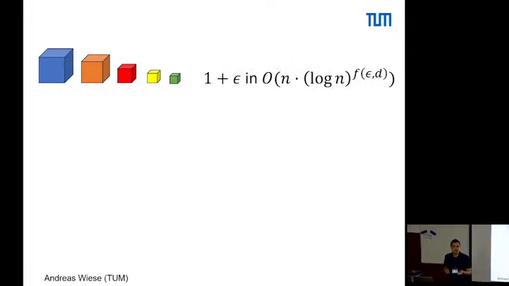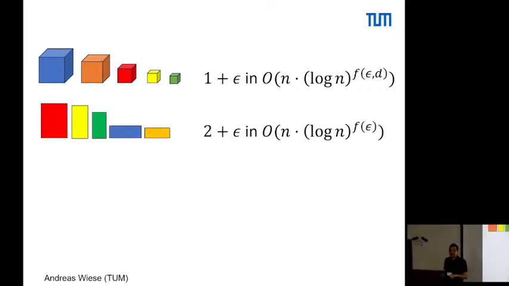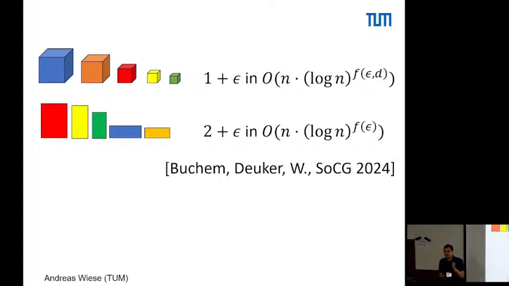We proved that for squares and hypercubes, you can actually get a much faster running time, a running time of the form n times log n to some function of epsilon and d. And similarly for rectangles, you can get a 2 plus epsilon approximation algorithm in a running time that's of the form n times polylog n for every constant epsilon. So for every constant epsilon in d, your running time is n times polylog.